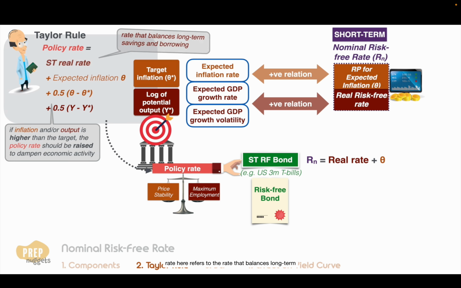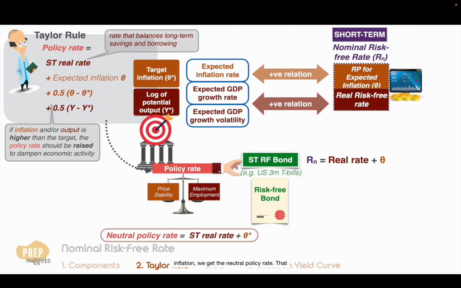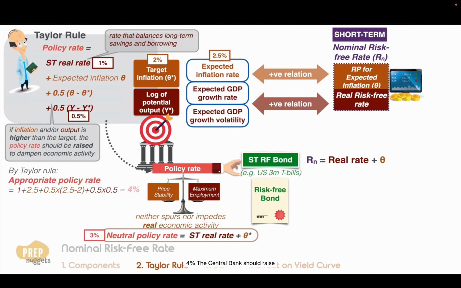The short-term real rate here refers to the rate that balances long-term savings and borrowing in the economy. If we sum this short-term real rate with the target inflation, we get the neutral policy rate. That is, the policy rate that neither spurs nor impedes real economic activity. For example, if the real rate is 1% and target inflation is 2%, the neutral rate should be 3%. However, if expected inflation is 2.5%, which is higher than the target, and the output gap is 0.5%, then the appropriate policy rate in the Taylor rule would be 4%. The central bank should raise its policy rate above its neutral rate to bring down inflation and reduce the output gap.